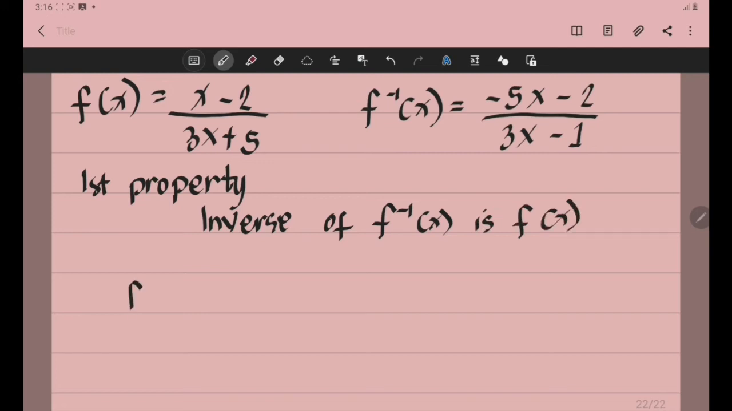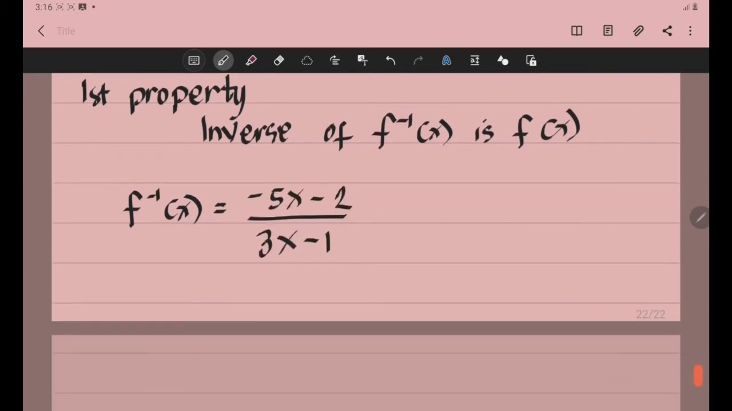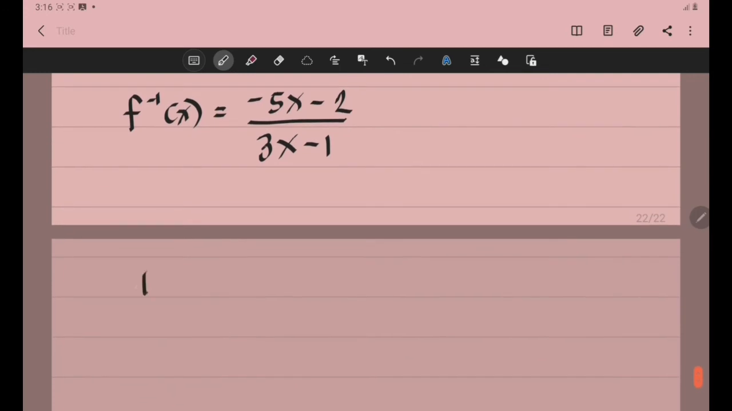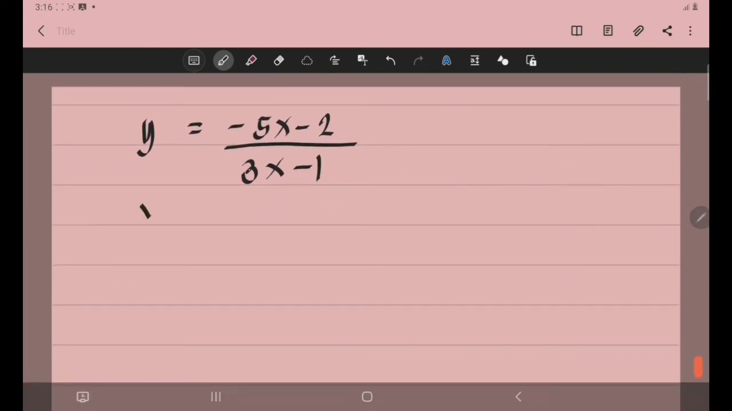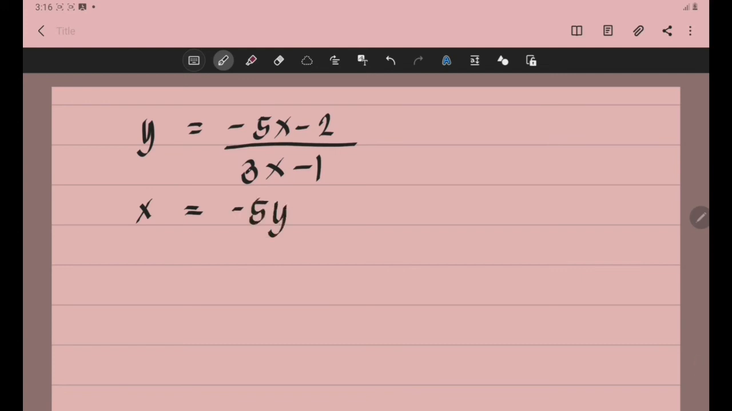So, this time, kunin natin yung inverse natin, which is f inverse of x is equals to negative 5x minus 2 all over 3x minus 1. So, siya naman yung ilalapat natin dun sa 3 steps natin. Kunin naman natin yung inverse niya. So, we will have y is equals to negative 5x minus 2 all over 3x minus 1. Then, second step is to interchange the variables x and y. So, we have this one.